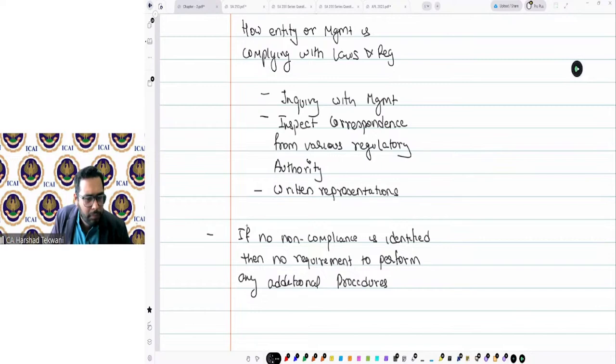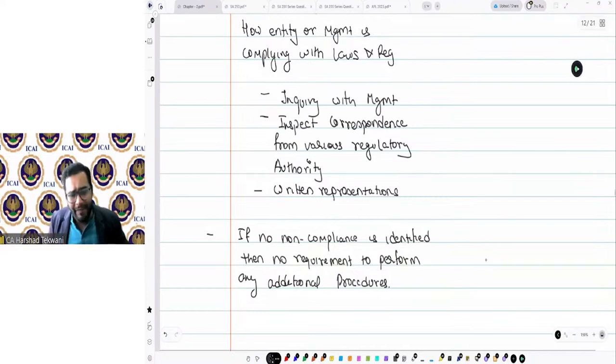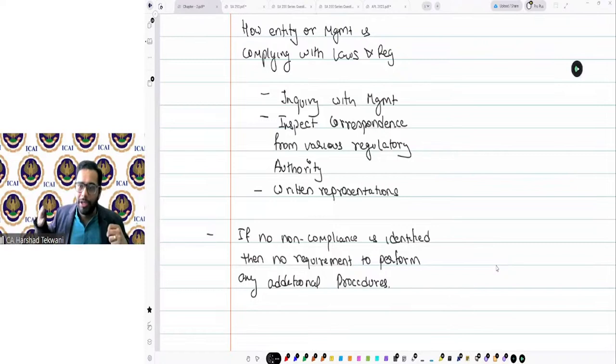Okay. So if I have sufficient and appropriate audit evidence and if I have not identified any non-compliance, then fine, I'll not perform further audit procedures to make sure there is no suspected non-compliance. Up to the point I'm sure that I have sufficient and appropriate audit evidence, either with respect to compliance with the direct laws, or in case of other laws, whatever testing I have done, I will not identify any non-compliance. In that case, no need to perform further audit procedures. That is something at the planning stage.